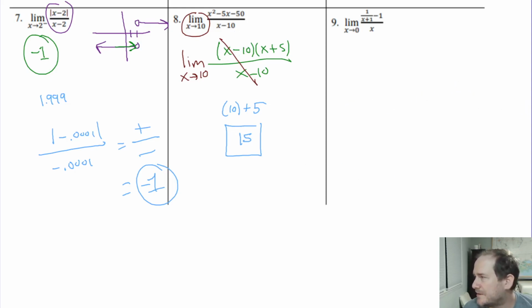Now 9 is a good one. For 9, can I just plug in? I'm sure the answer is no, but let's try. If I plug in 0, I get 1 minus 1, which is 0 over 0, and nope, I can't. So what do? You have to combine fractions.